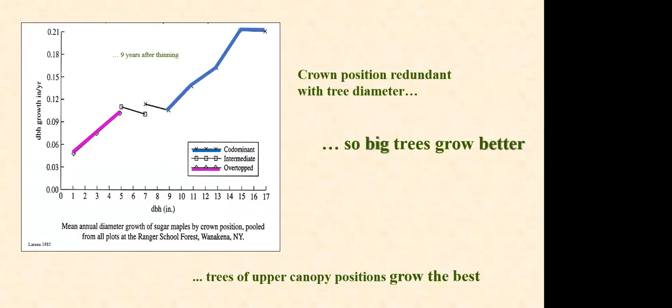He also, when he tested the regressions using tree diameter and then added crown position, found crown position was redundant with tree diameter. So it showed us that if you look at the tree diameter in even-age stands, you can do a pretty good job in forecasting how well it will grow into the future after thinning.